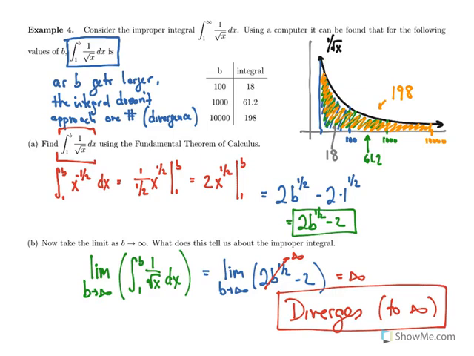Dealing with improper integrals can be a lot of work. We're going to see this again in chapter 7 when we talk about probability. And we will do some more work on that when we get to that point.